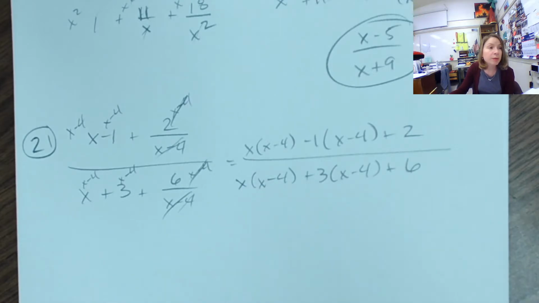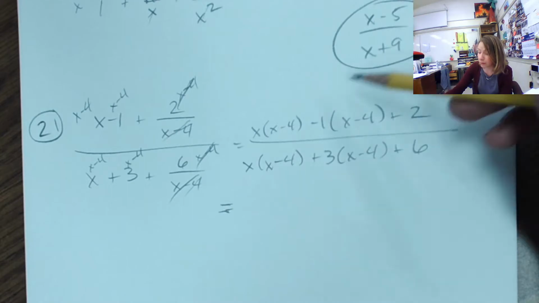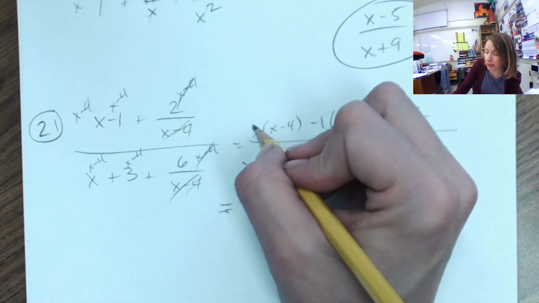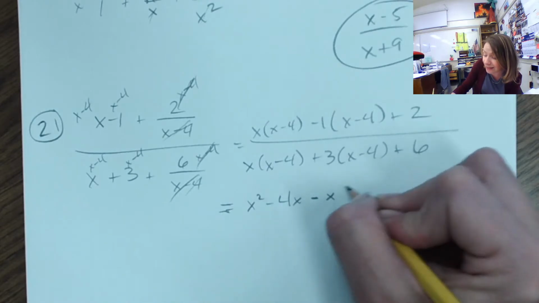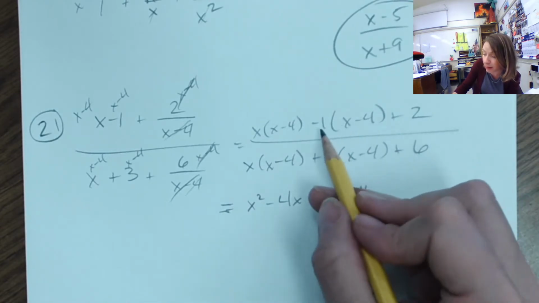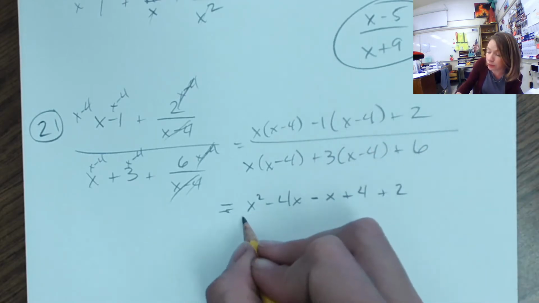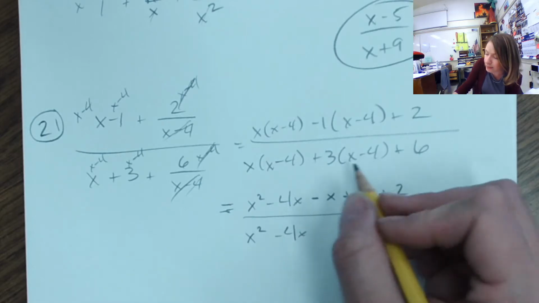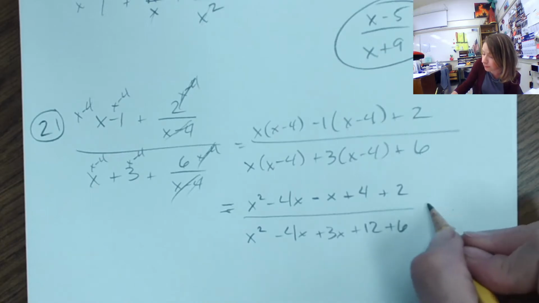I'm going to distribute, and then I'm going to combine like terms. This looks really complicated, but in all reality, I'm just going to do distribution and then combine like terms. The steps are not that bad, right? So I've got x squared minus 4x minus x plus 4. Pay attention to that negative sign. Minus x plus 4, then plus 2. On the bottom, I've got x squared minus 4x plus 3x plus 12 plus 6.